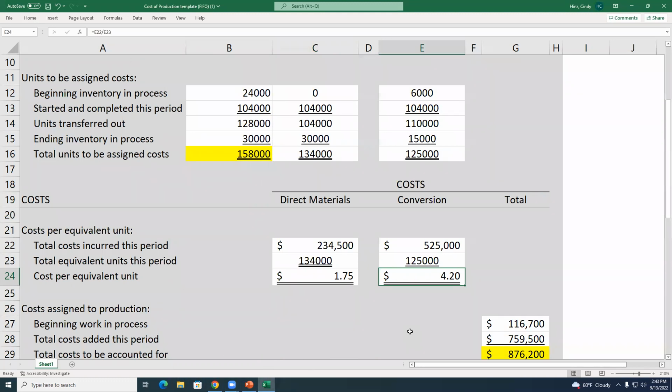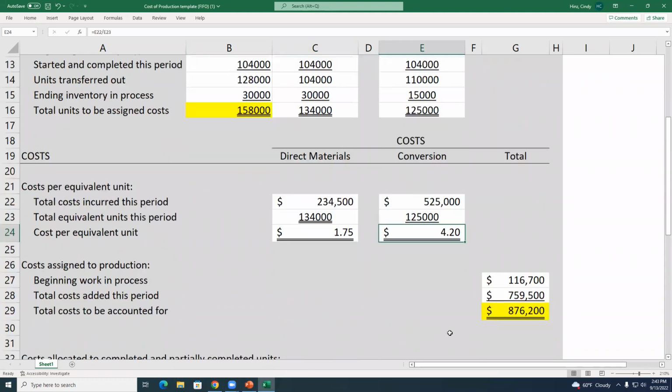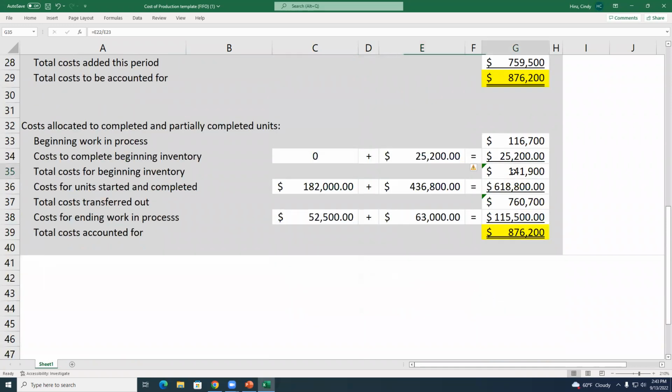Cost of beginning work in process completed during December, question number 3. It's right here, total cost for beginning inventory, $141,900. Number 4, cost of units started and completed during December. It's the next line down, $618,800. And then finally, cost of the ending work in process right here, line 38 in the template, $115,500.